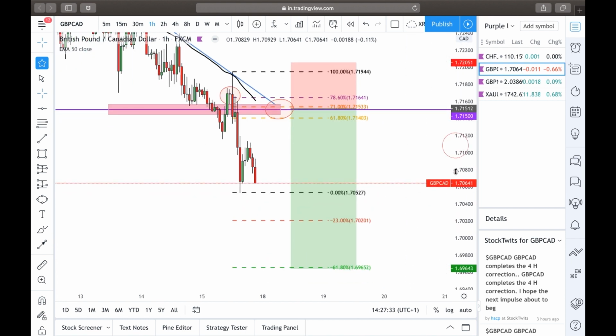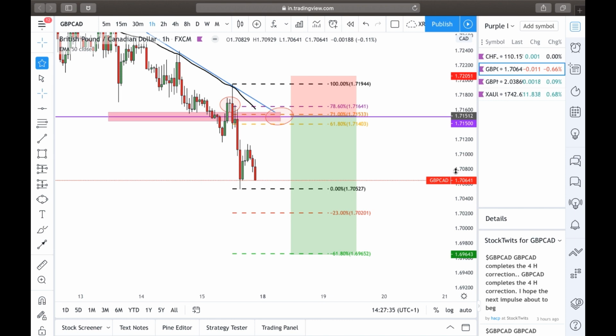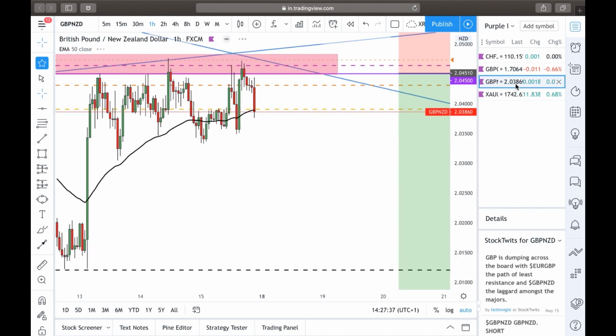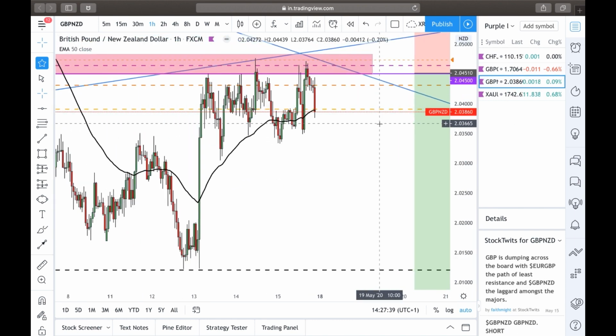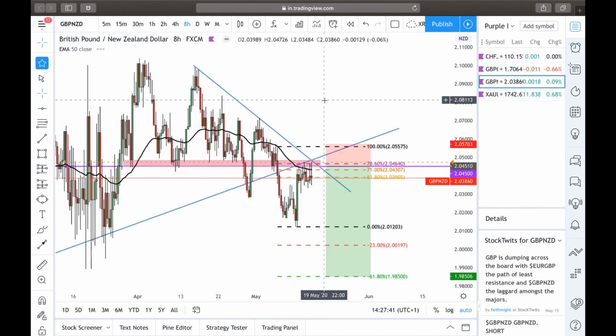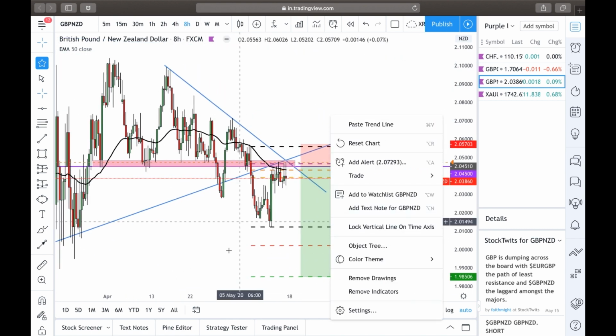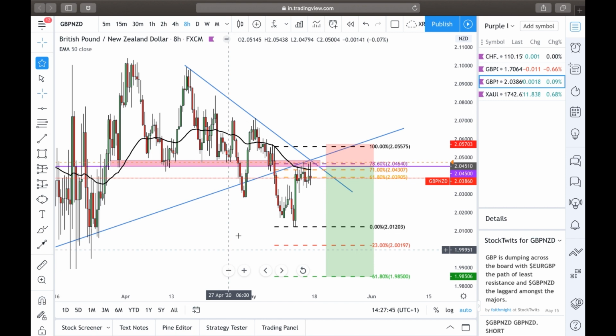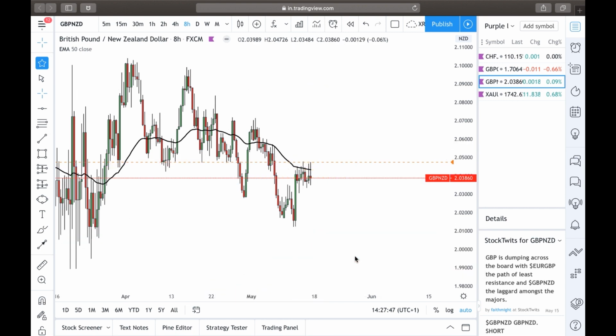So that is GBPCAD explained. Cool. Let's have a look. Okay, cool. So let me delete. So this is what it looks like before. Take a mental note. I'm gonna delete it.